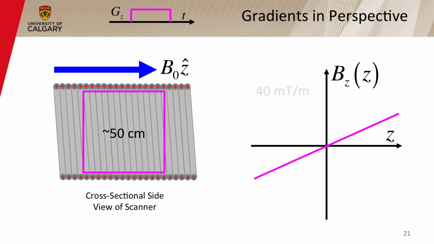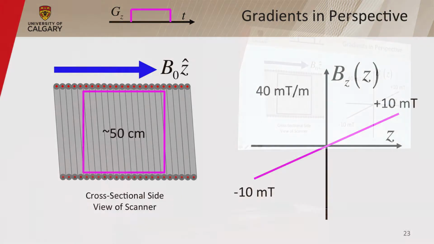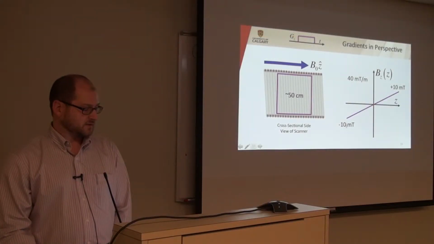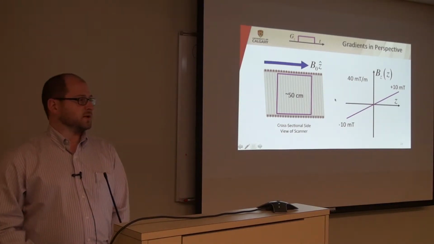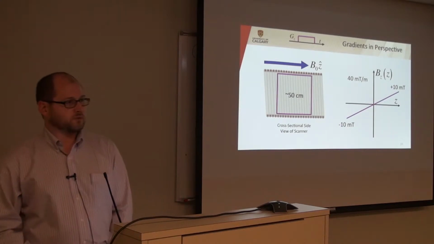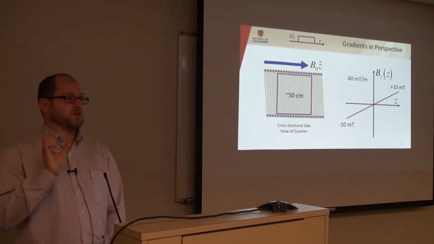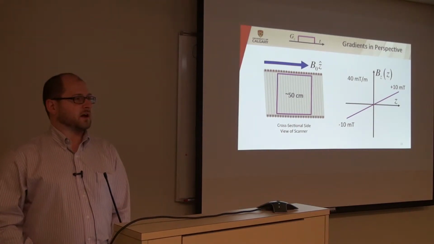The maximum gradient that many magnets are able to crank out, so the amplitude of this GZ value, is about 40 millitesla per meter. What that means is that across this field of view, we're talking about a maximum change of plus 10 millitesla at the farthest edge of this field of view and minus 10 millitesla here. And so we're talking 10 millitesla as compared to 3 Tesla or 7 Tesla or 1.5 Tesla. So it's a very minor change in that magnetic field.